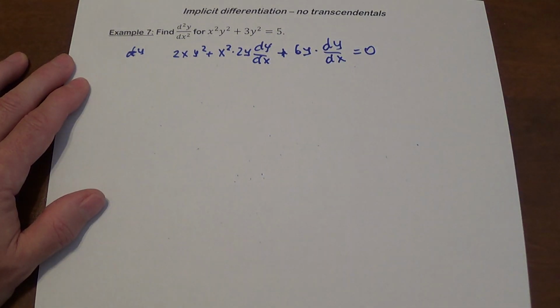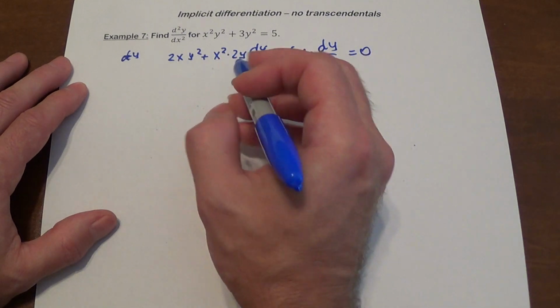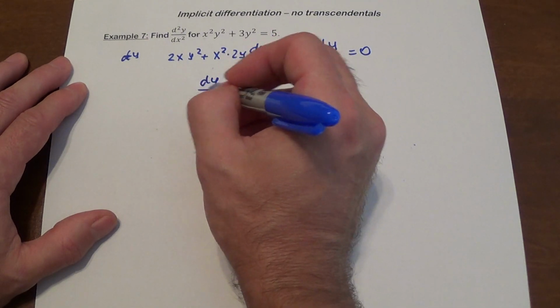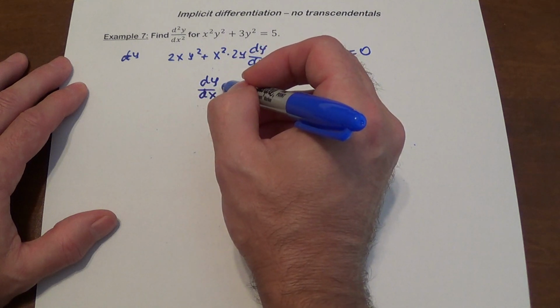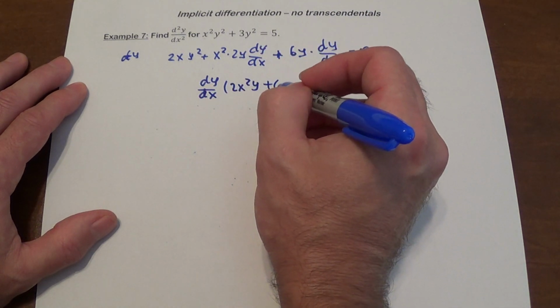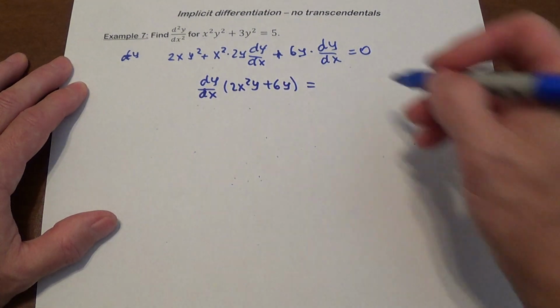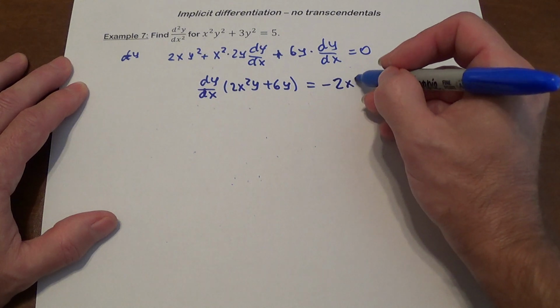I'm going to try to save us some space, so I'm going to move this term on the other side, factor it out. You're getting dy over dx times 2x squared y plus 6y is going to equal negative 2xy squared.